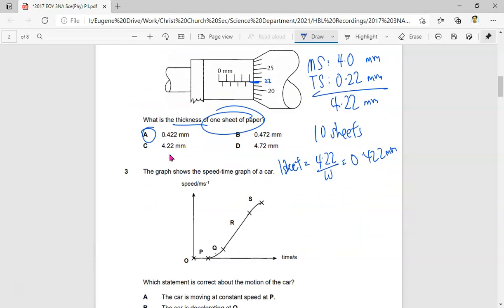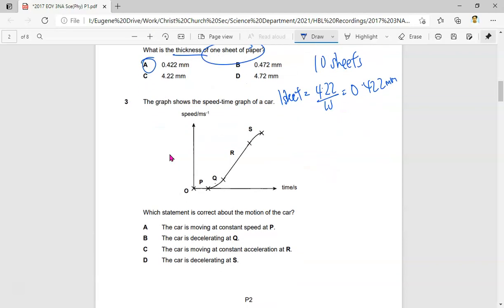The graph shows the speed time graph of a car. Which statement is correct about the motion of the car? So the car is moving at constant speed at P. Now at P, the car is not even moving. So no constant speed. The car is decelerating at Q. Now, decelerating means that the speed is decreasing. If you look here, do you realize that throughout the whole graph, the speed is actually increasing. So therefore, B is also wrong.